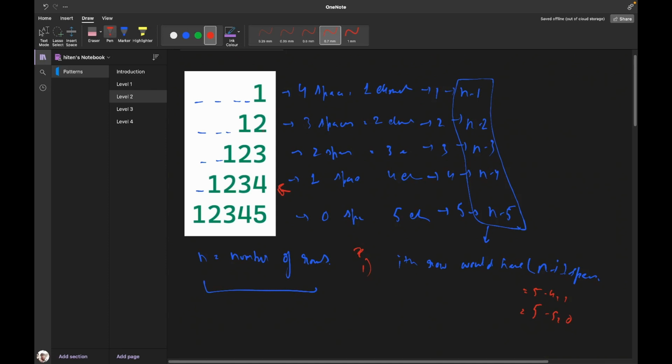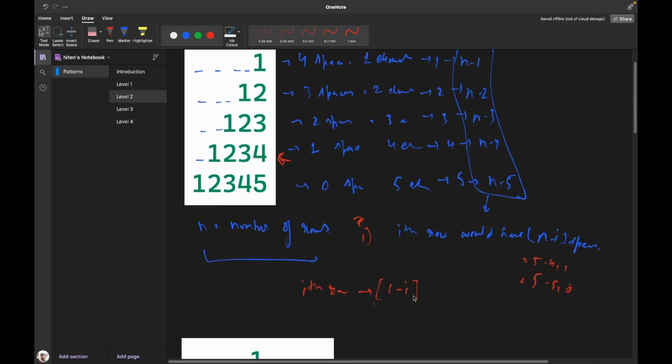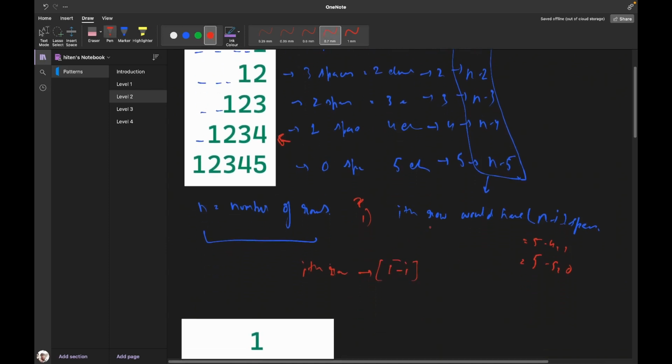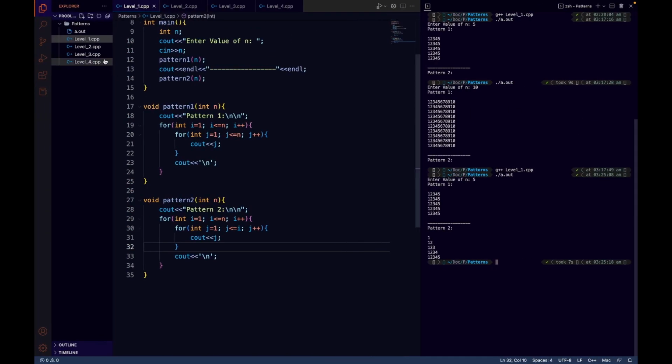The sequence is again the same as the previous one, that is, the ith row would have 1 to i numbers. If we merge these two, we can say that first we have to print n minus i spaces, followed by 1 to i numbers. So I hope you got the logic. Let us jump to the code. This is level 2.